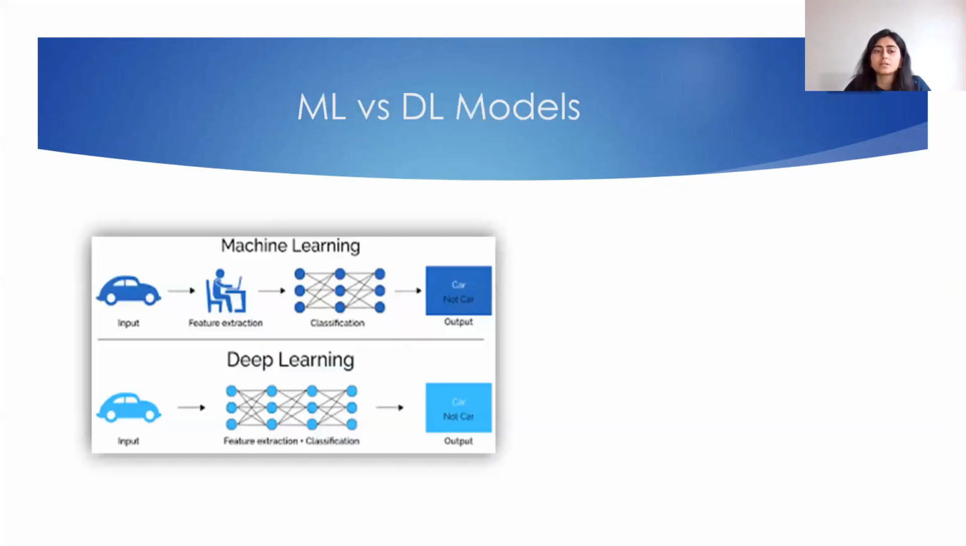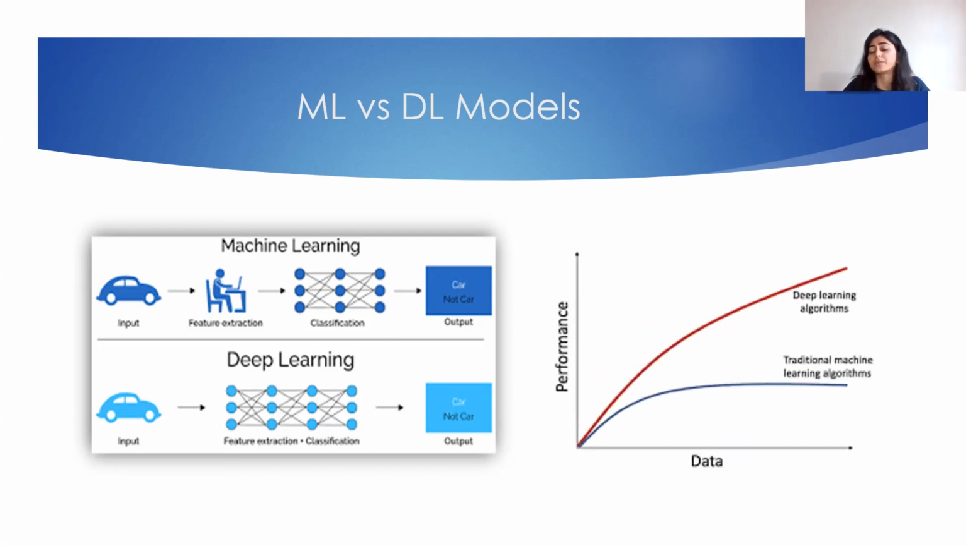So again, this is a picture for the difference between machine learning and deep learning models. It is very clear from this. In the machine learning model, you need to extract the features, then classification is done on those features and it will give the output. But in deep learning, the feature extraction and classification will be done by the deep learning algorithms automatically. Again, the performance of deep learning algorithms is very high as compared to machine learning algorithms.